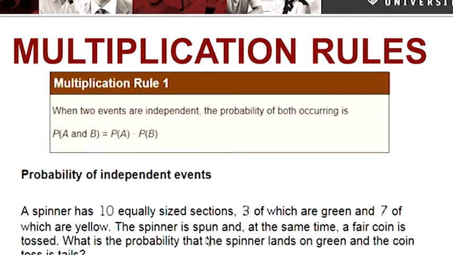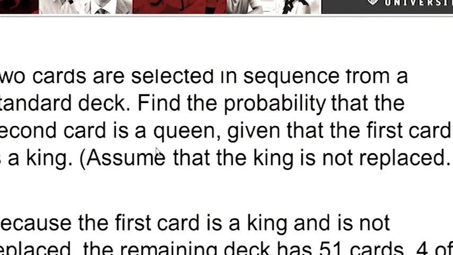Now we have multiplication rules. Remember, we started off with addition rules. Multiplication rules are generally the "and," the intersection. So if your events are independent, the probability of A and B is simply the probability of A times the probability of B. Remember that, I'm going to spin up to my slides here real quick.